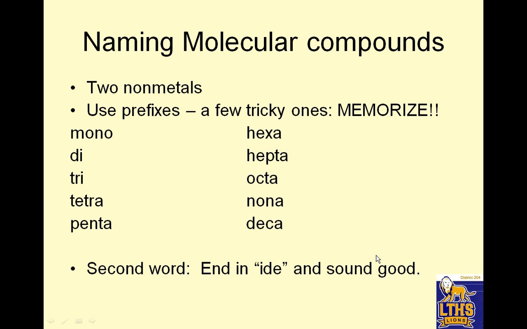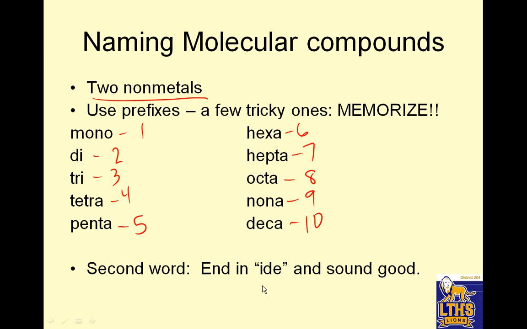Okay, naming molecules. We're only going to name the molecules that have 2 nonmetals in them, because the other ones are a little bit different. So in order to tell you how many atoms of each kind, you have to know these prefixes. These prefixes are only used for molecular compounds. Mono means 1, di means 2, tri means 3, tetra 4, penta 5, hexa 6, hepta 7, octa 8, nona 9, deca 10. Get to know these prefixes. We need a prefix for the 2 atoms in the molecule to tell you how many there are. And the second word is going to end in IDE because it sounds good.